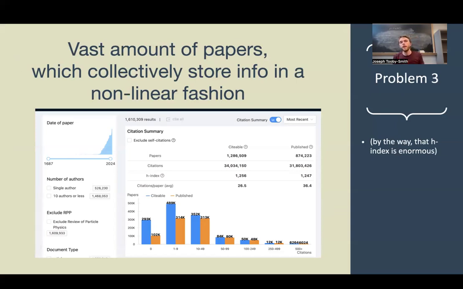There are vast amounts of papers out there in high energy physics, which collectively store information in a non-linear fashion. I put a screenshot from Inspire HEP, and as you can see, there's over 1,200,000 papers in high energy physics alone. The way that we do high-energy physics is that somebody publishes a paper over here on a subject, and then somebody might produce a paper over here, and then someone might produce a paper over here, and they may be connected, but this one might be connected to this one, and this one might be connected to the one over there and there.